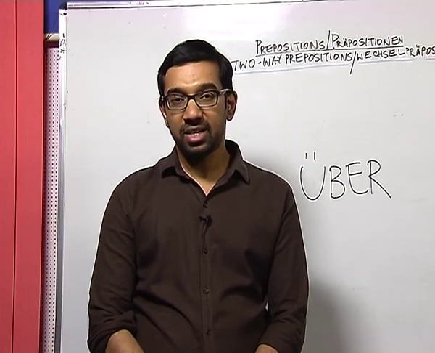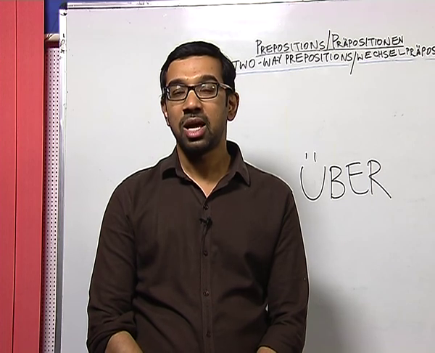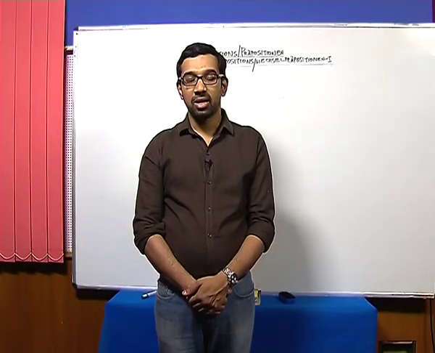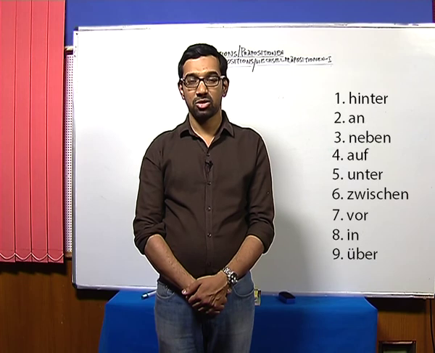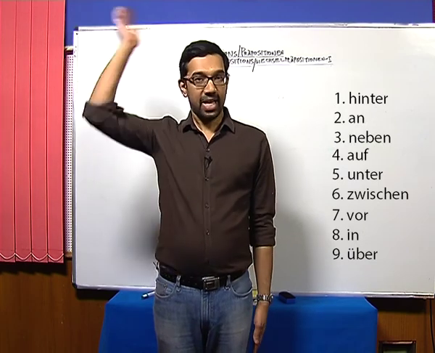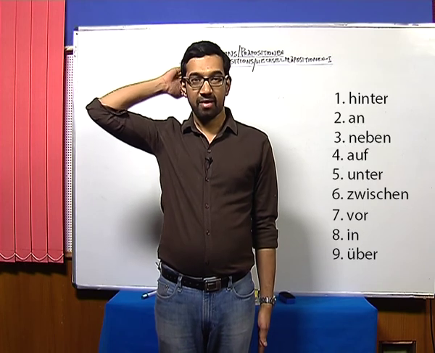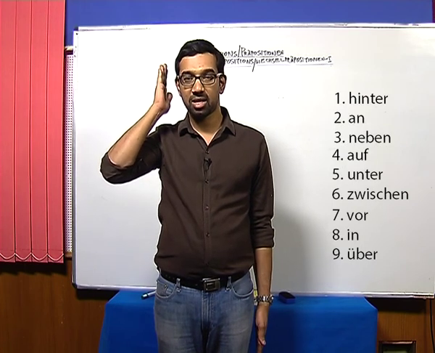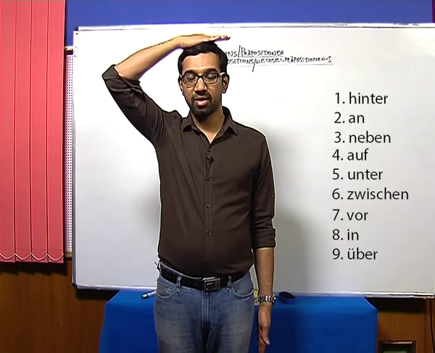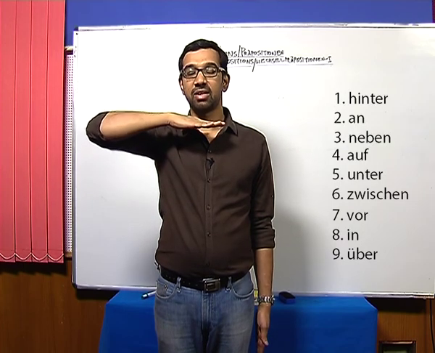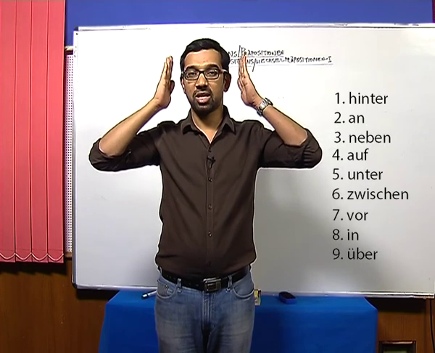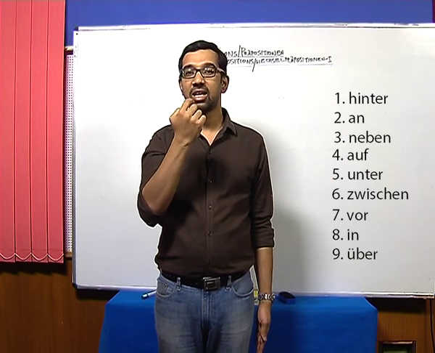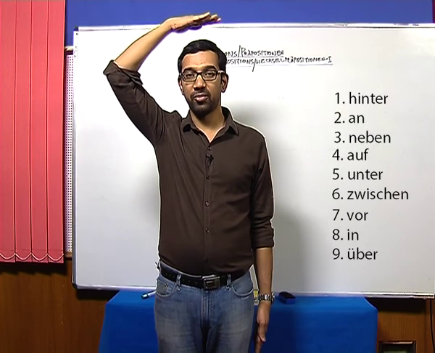I hope you had fun practicing these prepositions. Now, let us practice all the prepositions once again, but somewhat faster. Let us practice these prepositions once again together. Ready? We have hinter, we have an, we have neben, we have auf, we have unter, we have zwischen, we have vor, we have in, and the last über.